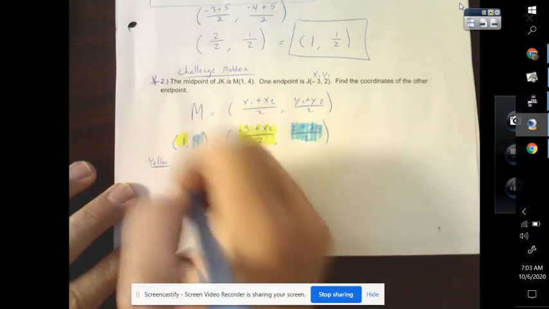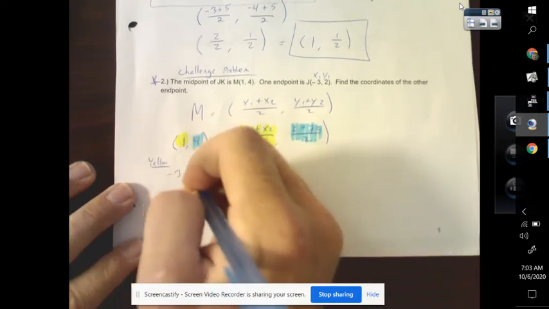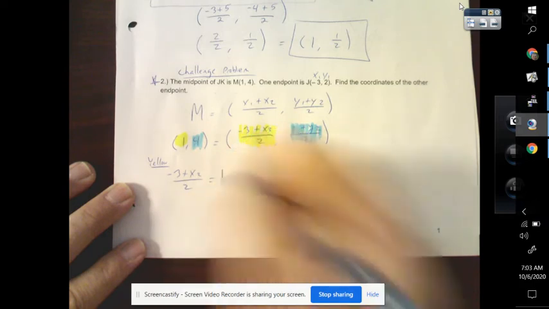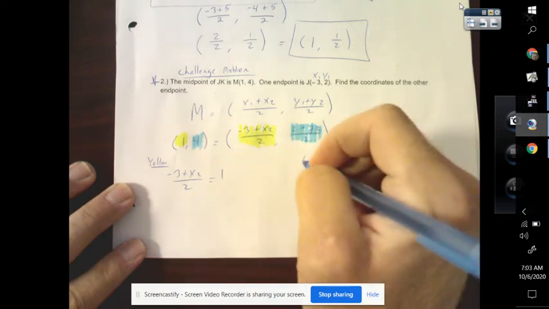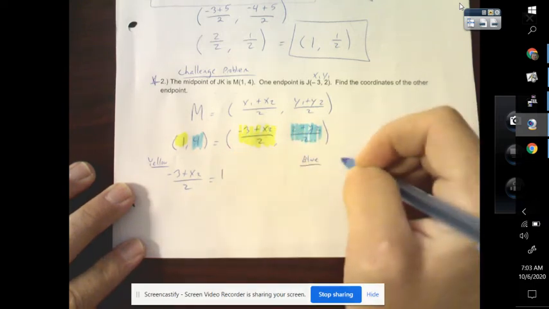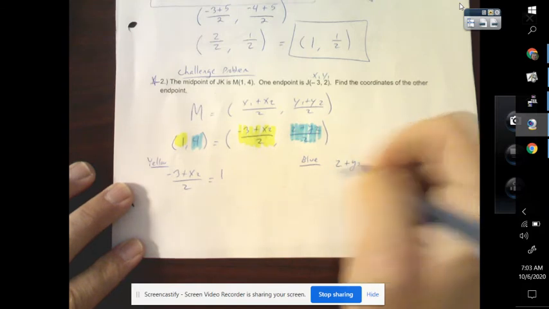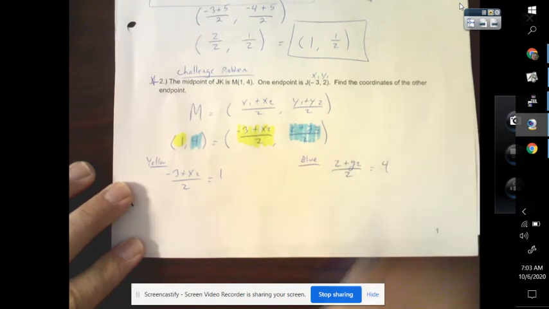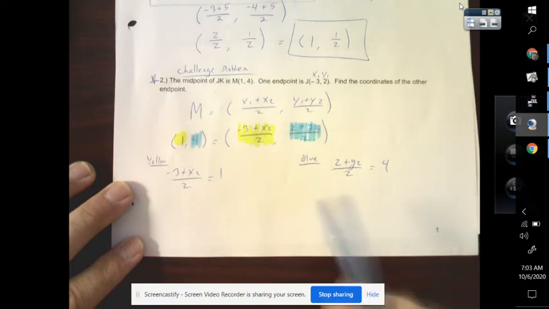Yellow. All right, -3 plus x sub 2 divided by 2 equals 1. And then here's blue. Okay, 2 plus y sub 2 divided by 2 equals 4. All I'm going to do is solve these guys, okay? That's the hardest part, is setting it up.